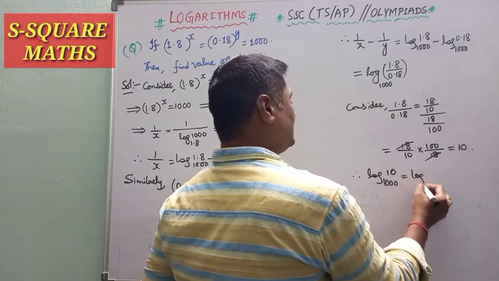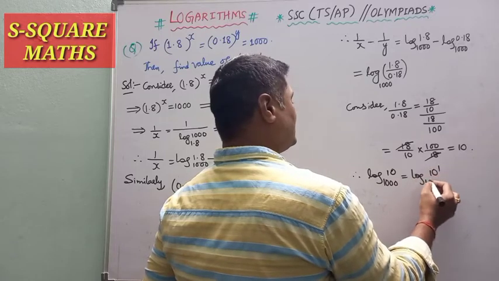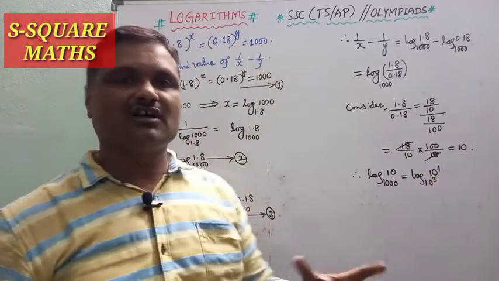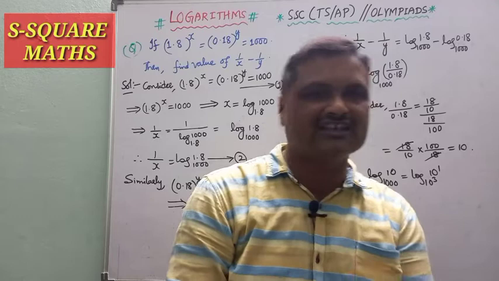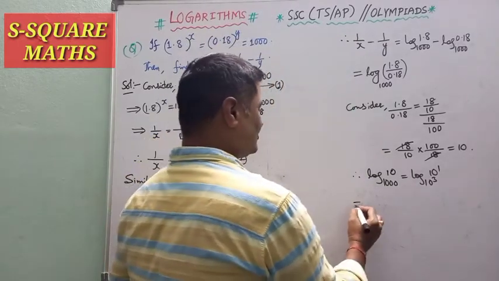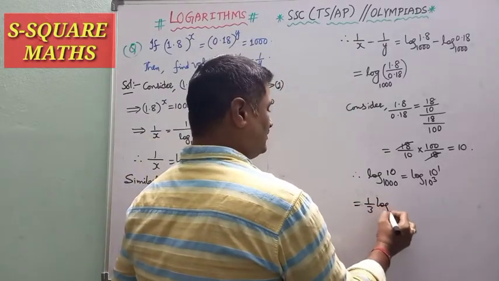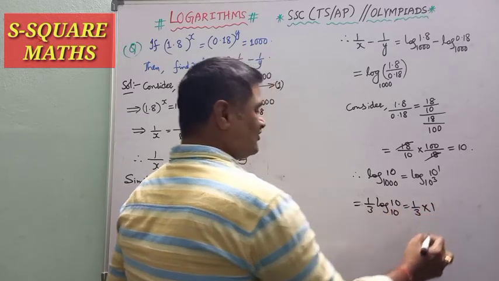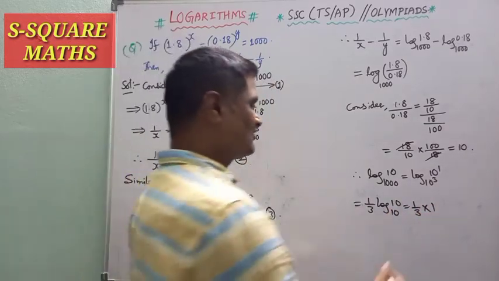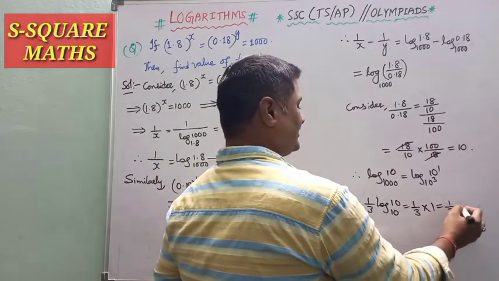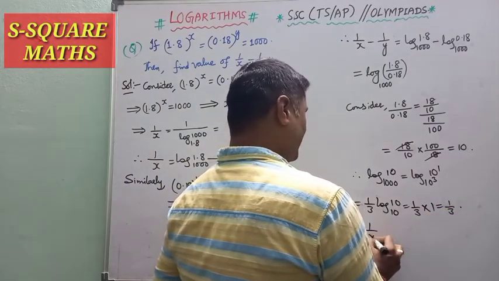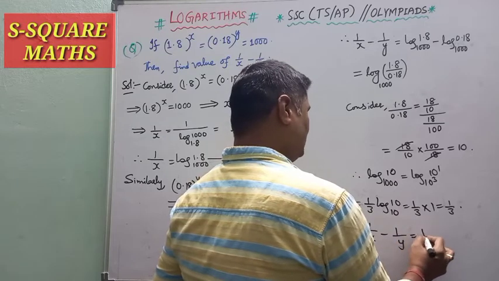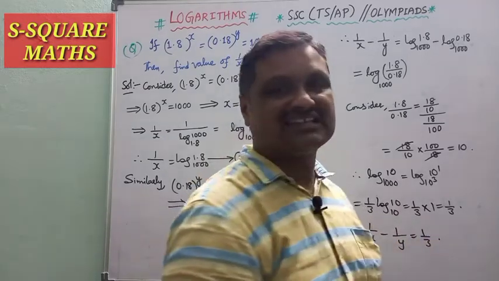So nothing but log 10 power 1 to the base 10 cube. It takes the form of log x power m to the base x power n. So I can write it as 1 by 3 into log 10 to the base 10. As you know that log 10 base 10 is 1, finally it is 1 by 3. Therefore I can write 1 by x minus 1 by y is equal to 1 by 3. This is the result.